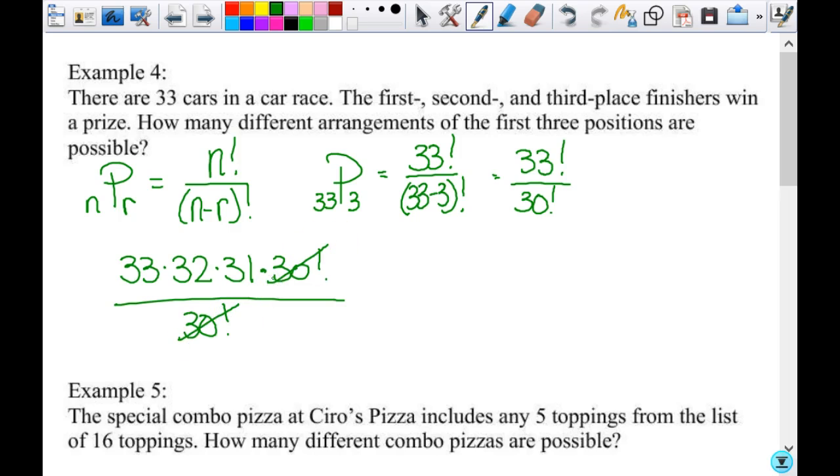Then I divide them out, and I'm really just left with 33 times 32 times 31, and that gives me 32,736 different arrangements.